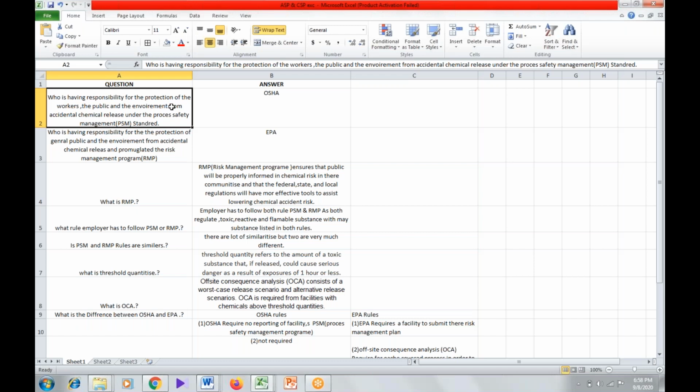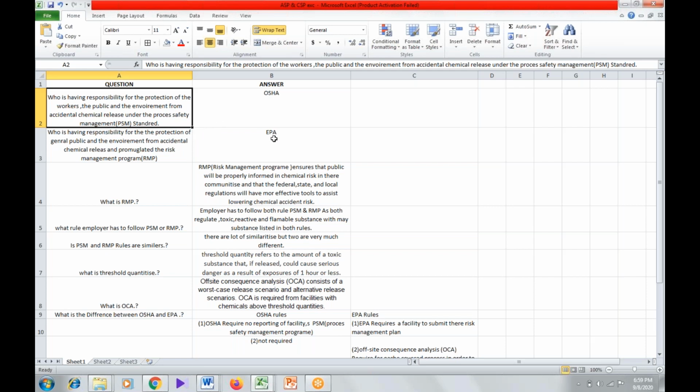Question number 1. Who has responsibility for the protection of workers, the public and the environment from accidental chemical release under the Process Safety Management (PSM) standard? This is OSHA. OSHA has responsibility for the protection of workers, public and the environment from accidental chemical release. So this is OSHA's responsibility.